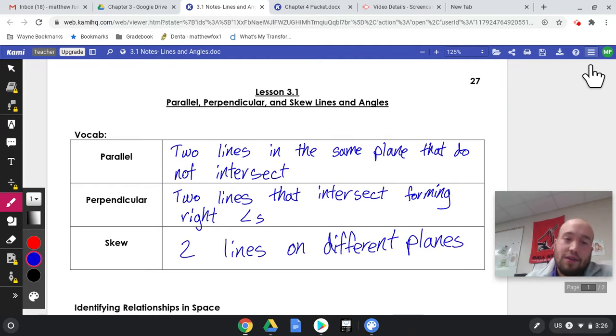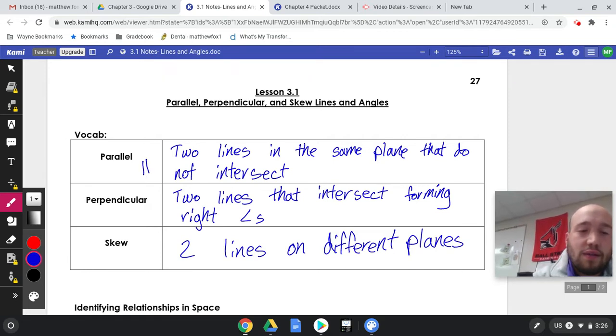So, with our words, these 3 words, I'm guessing all of you have heard the first one. Almost all of you have heard the second one, and probably not very many of you have heard the third one. So, parallel lines, this is when we have 2 lines in the same plane that do not intersect. Our symbol for parallel lines is just that. It looks kind of like an 11 or 2 lines running beside each other.